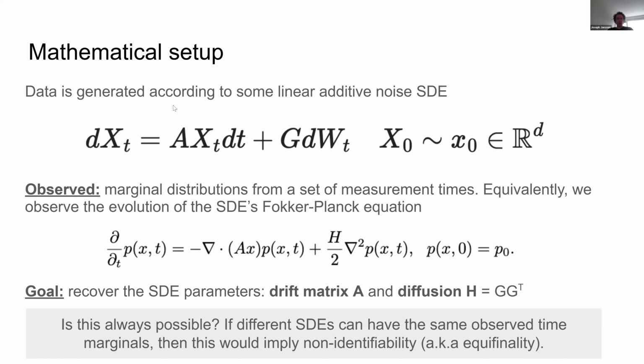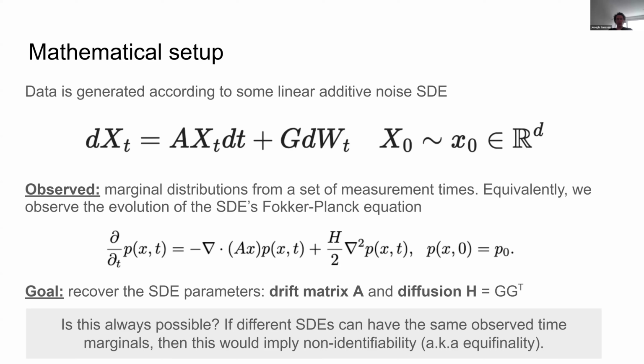Again, we're going to be dealing mainly with this linear additive noise SDE on the top here. What we observe are these marginals, these p(X_t). In the hydrology literature, this is usually denoted by C, which is the concentration of some tracer or particle. The way in which this marginal changes with time is given by what's called the Fokker-Planck equation, which is listed here. You can see this probability distribution is changing with A, which is the drift, and also H/2, which is the diffusion. But what we want to know is, is this always possible? It's not clear that from these marginal snapshots we can actually recover what we want, which is A and H.